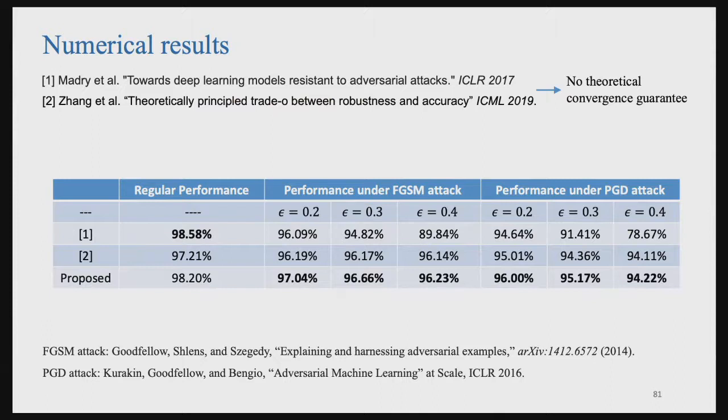Actually, what we observed in many of our experiments is that for many of the training defense mechanisms, when you change the epsilon that they were trained on, they may perform much worse than the regular training. So they're robust against a particular small epsilon, but when you increase epsilon, they may be worse even than the regular training.